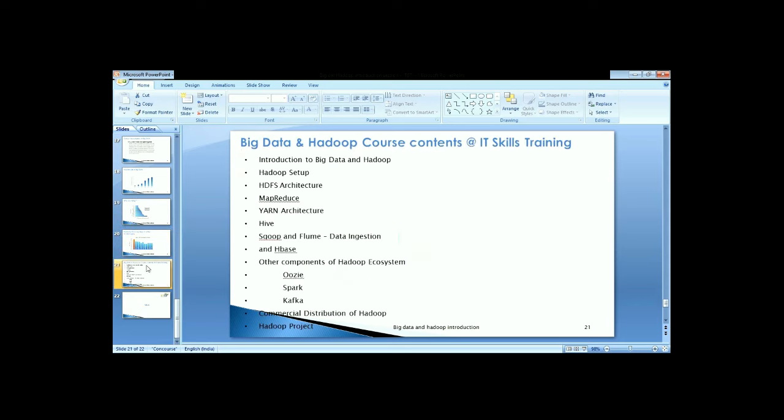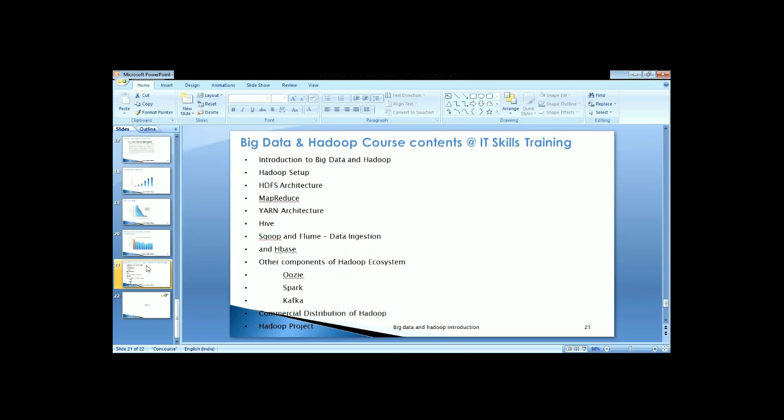So these are the basic Big Data and Hadoop course contents that IT Skills Training Services provides. It starts with an introduction to Big Data and Hadoop setup. We will also tell you how to set up a cluster, how to install a master and slave, the main node, the data node, all that. We'll tell you about the HDFS architecture and the working knowledge of MapReduce. We'll also have hands-on experience.